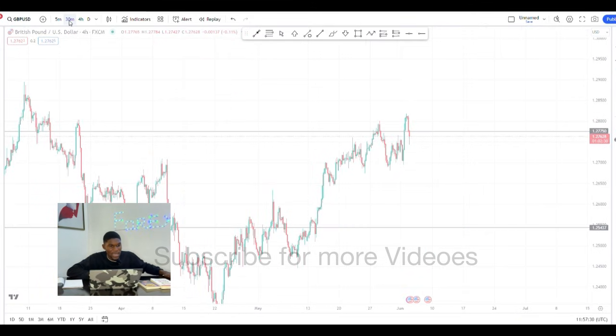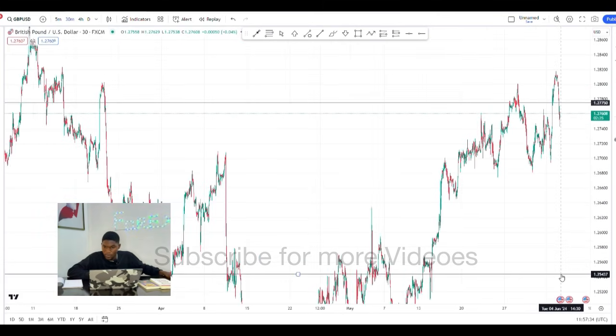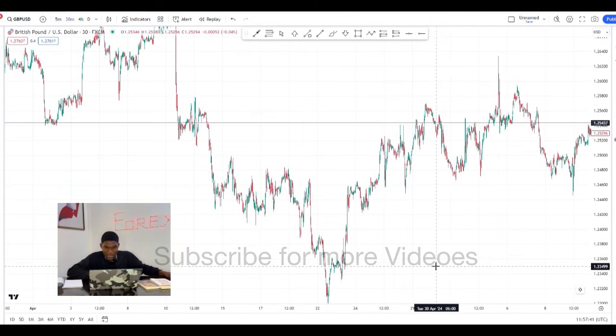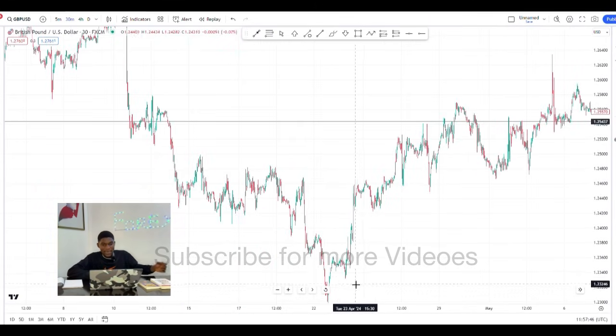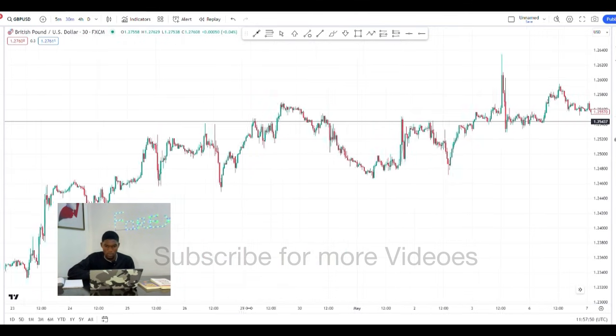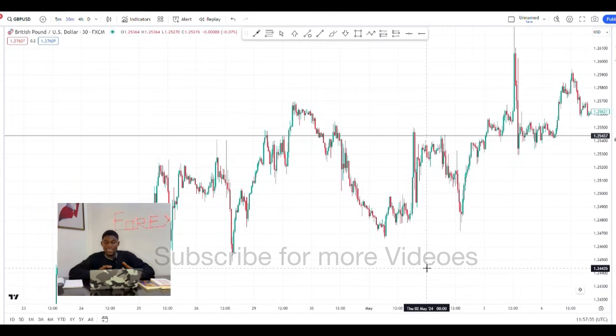Let me try to change it to the 30 minutes time frame so I can give you guys more accurate examples of support and resistance. So looking at the market here, just bear with me, I'm trying to teach you guys live so you can understand. I don't want to edit anything or cut anything, so you can see how I actually analyze the market, which will help you very well.